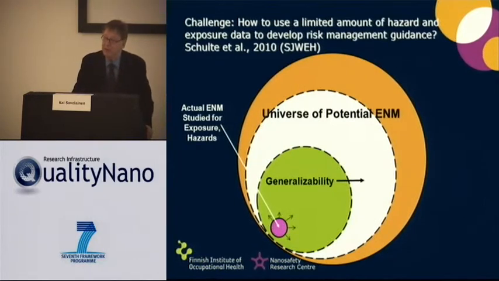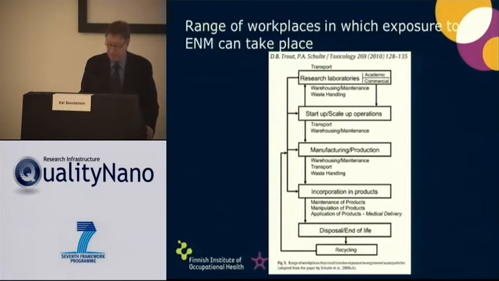But as I mentioned, there's very little data. Considering looking at the issue from risk assessment and risk management point of view, that's really the challenge, and how to use a limited amount of hazard and exposure data to develop risk management guidance to be used by regulators, industry, and other stakeholders. This violet spot indicates the amount of data we have available today, and then the challenge is how to generalize this limited amount of data to the universe of all types of different engineered nanomaterials.